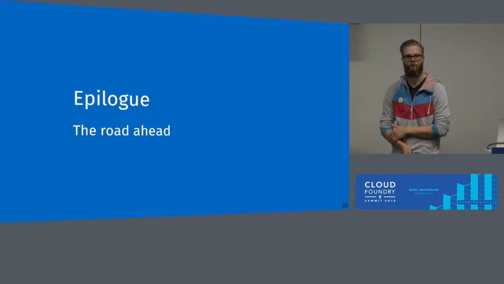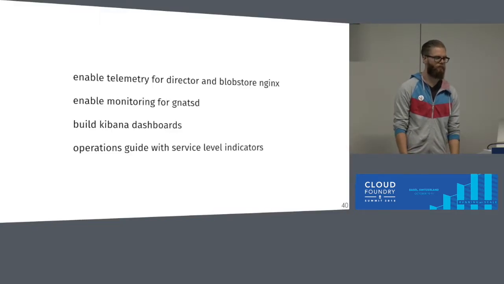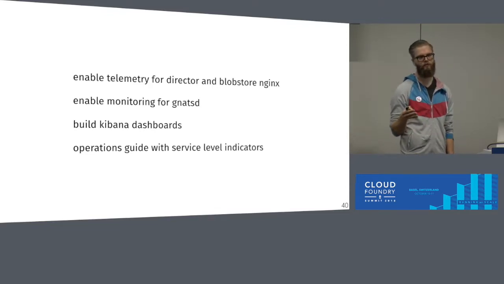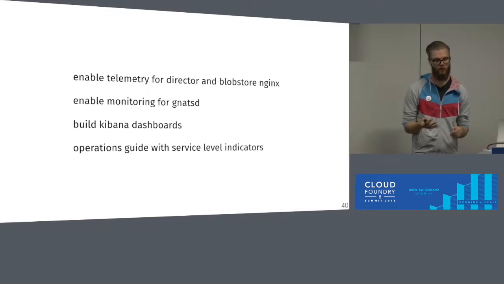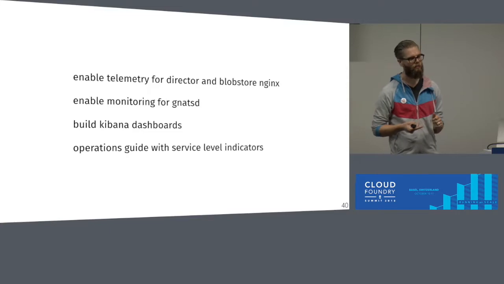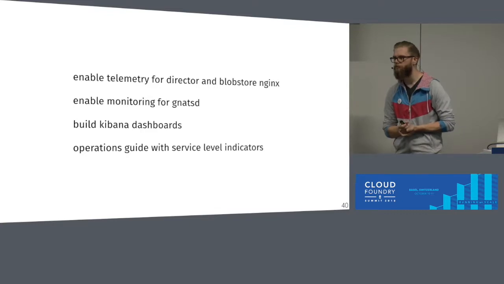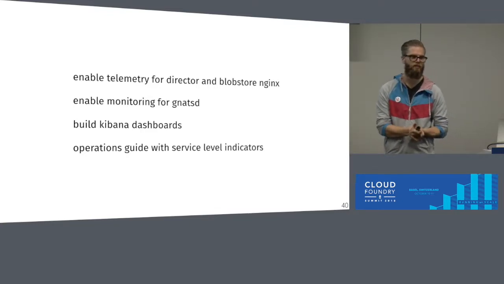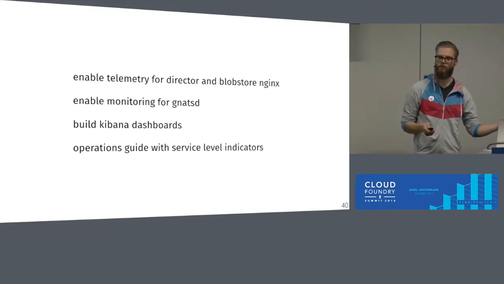What's the road ahead? What is the stuff that we're actually doing and pursuing right now? Currently, we're trying to do small steps by enabling telemetry for the director and for the blob store Nginx servers, such that you can get some decent statistics about what is my HTTP connection queue, how busy is Nginx, should I scale it up, or am I doing well enough? For the blob store, it's a similar thing. If you're introducing, for example, something like Bosh DNS, this will introduce additional stress on your blob store sitting at the Bosh site. So this is also something that you may want to care about.